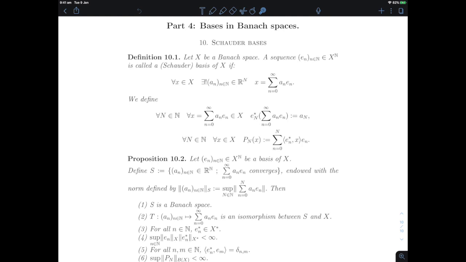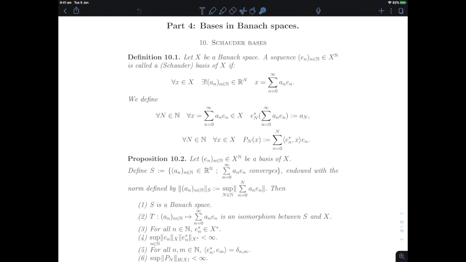So we say that the sequence E_n is a basis if any vector in our Banach space can be decomposed as a linear combination of the basis vectors in a unique way. So there's a unique sequence of coefficients such that we have this decomposition, and whenever I write this equality with an infinite sum on the right, I am implicitly saying that the infinite sum converges for the norm of my Banach space.